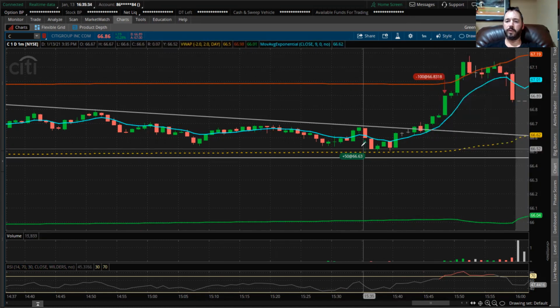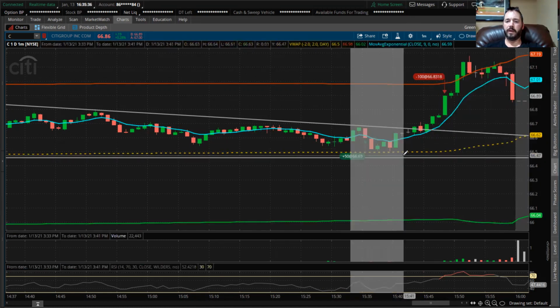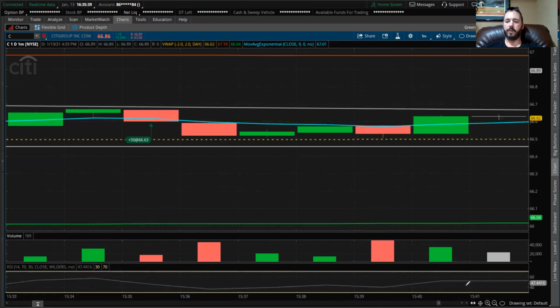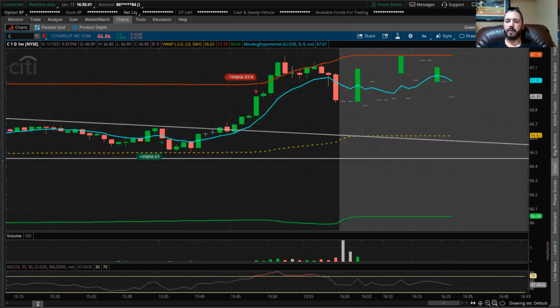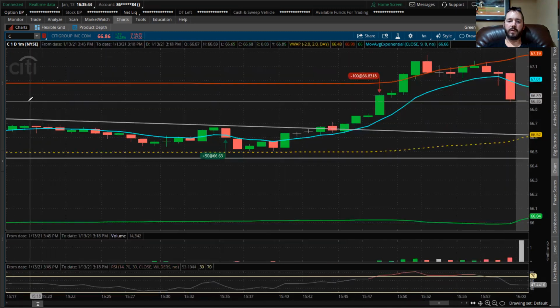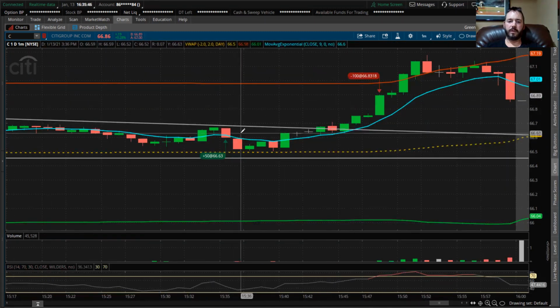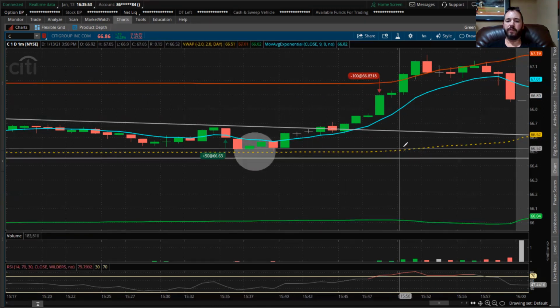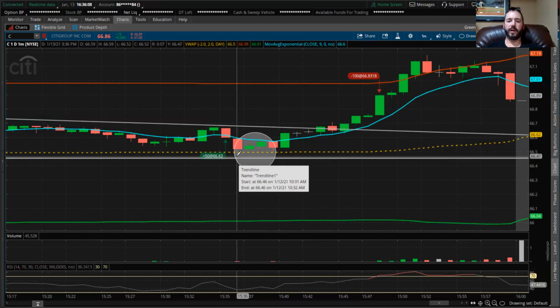and I'll show you with a nice little oval, is not what I wanted to do. Let's do that again. Okay, right here. So this yellow line here is the VWAP. This is support. This was going to be my support. If it broke down below this line, I would have covered the position. That's why I took the trade where I took it.